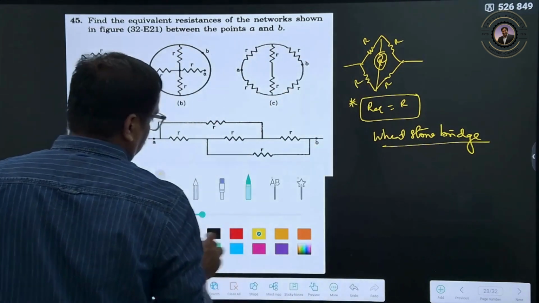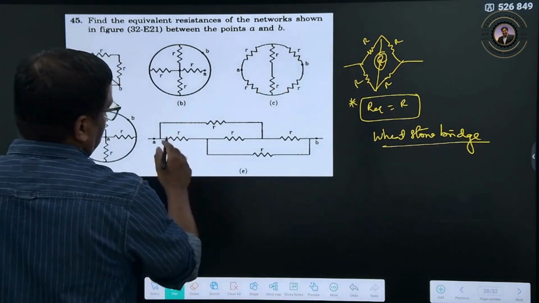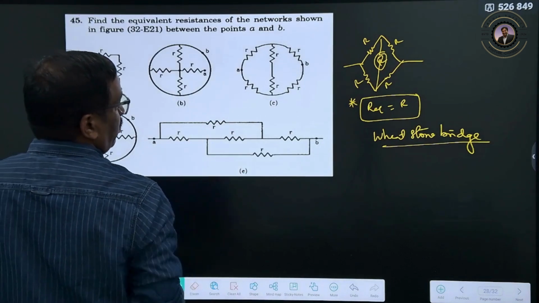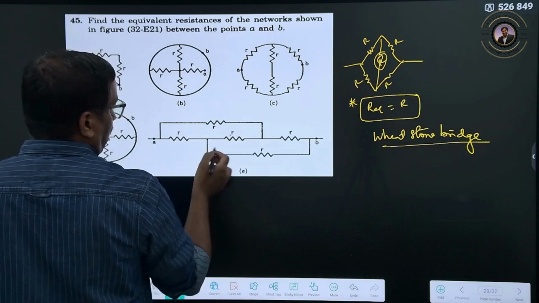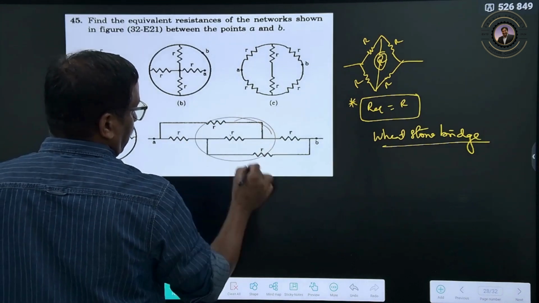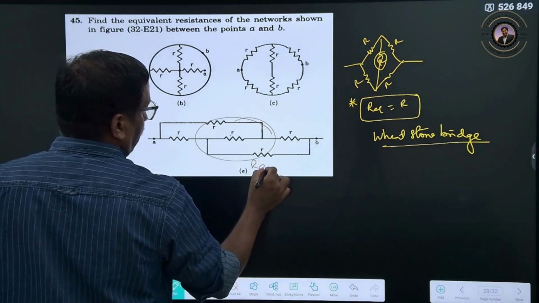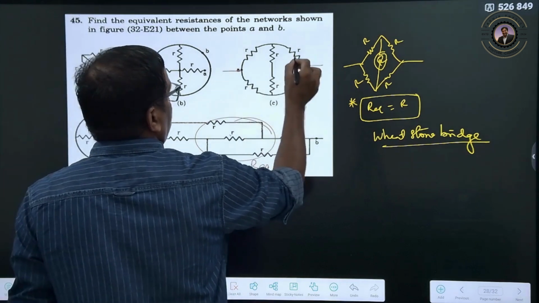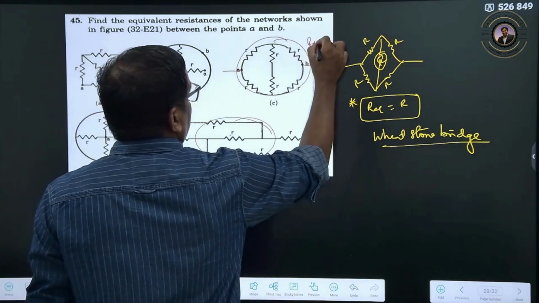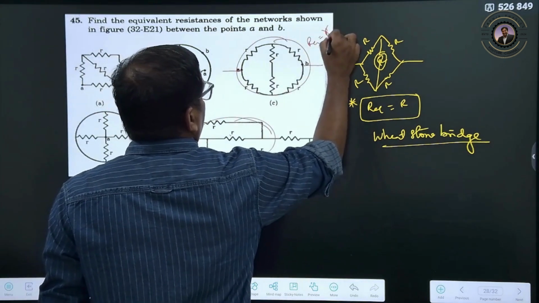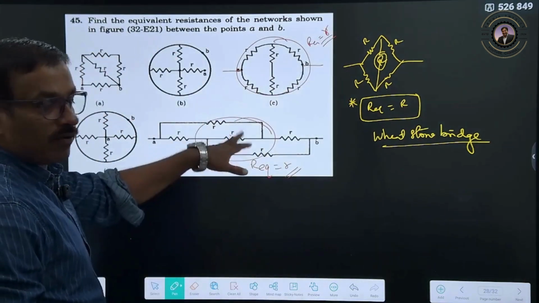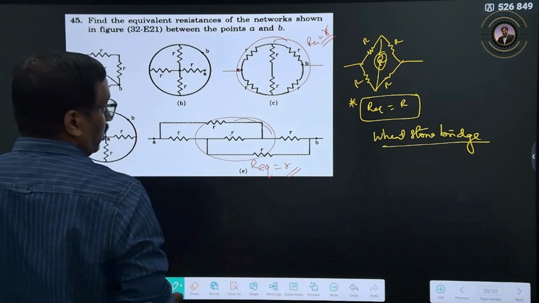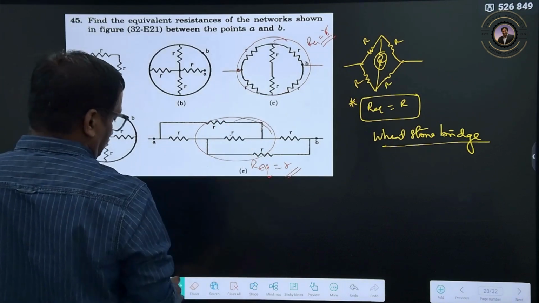Here there are two Wheatstone bridges. This circuit diagram is also a Wheatstone bridge, so the R equivalent is nothing but R only. Here this is also a Wheatstone bridge, so this equivalent resistance is also nothing but R only. Clear? Keep in mind. Apart from this, other questions are there. These two questions are R ohm.